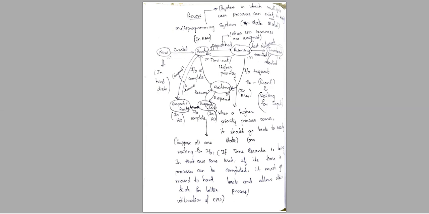Now, going into the states of a process, there are 7 states here, but first I want you all to focus on these 5 states. Later we'll see these 2 states also.